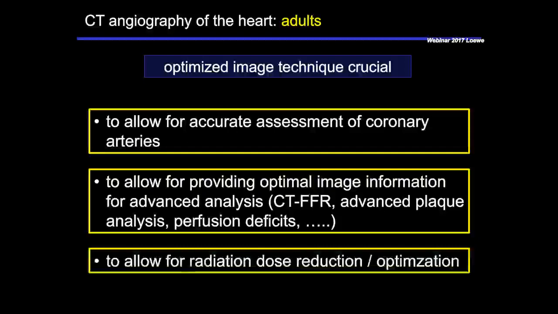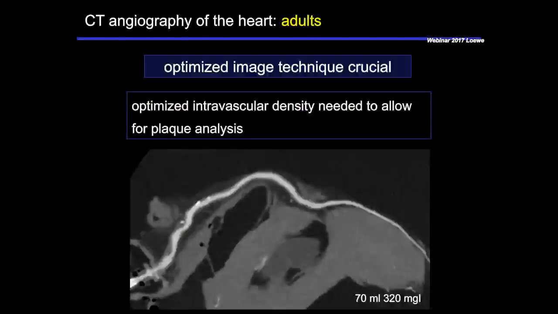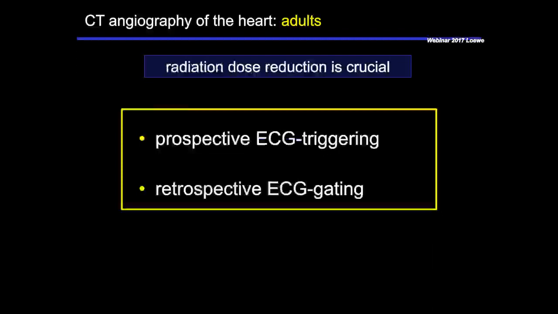We really need an optimized intravascular contrast to remain able to assess the changes within the wall of the coronaries, to allow for plaque analysis to differentiate between changes in the wall or calcifications. So the enhancement should be just perfect, should not be too bright, but it should be high enough. And we need a contrast dose administration and optimization, as we have already learned. Of course, radiation dose reduction is crucial as well.